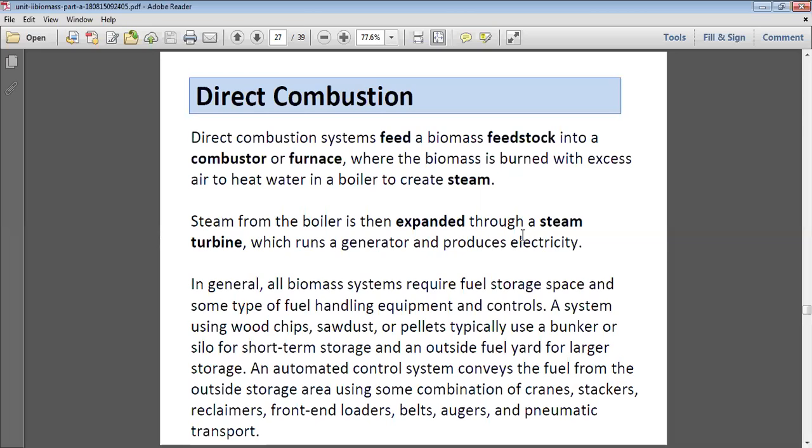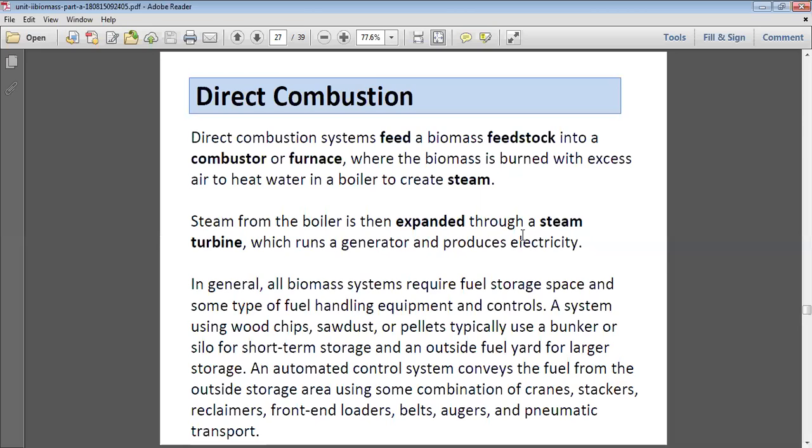Then stackers keep stacks or heaps of garbage or organic matter, so that it can be easily collected. Reclaimers are equipment used for shifting organic matter from one place to another. Front-end loaders load from the front part. They load a reasonable amount of biomass and provide it to the platform where it is used for further processing.